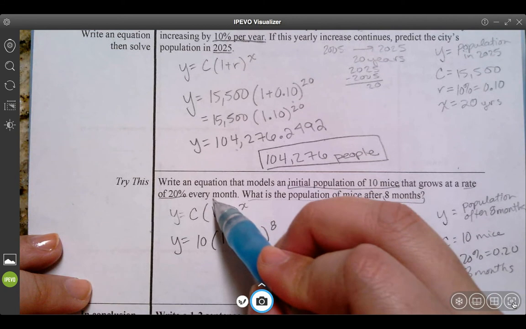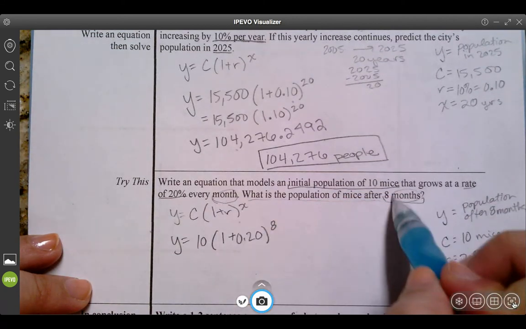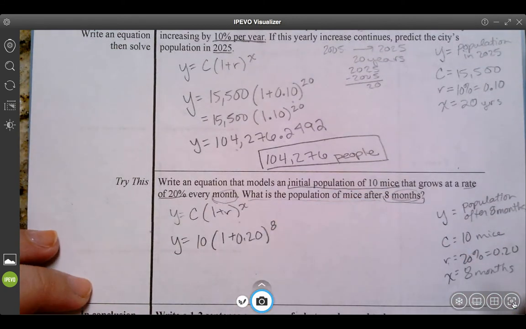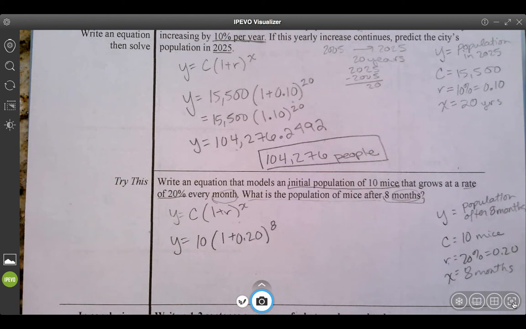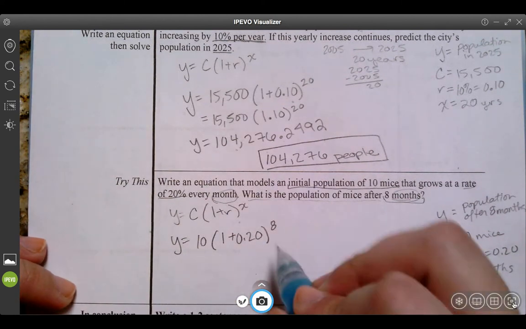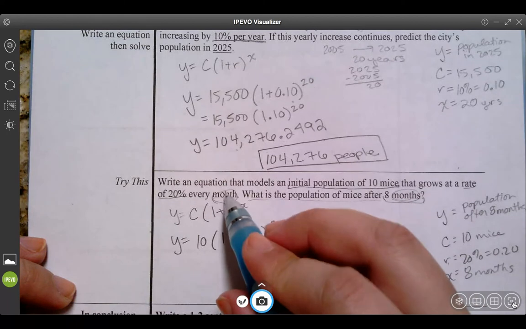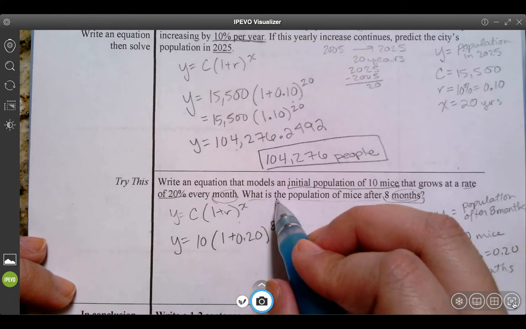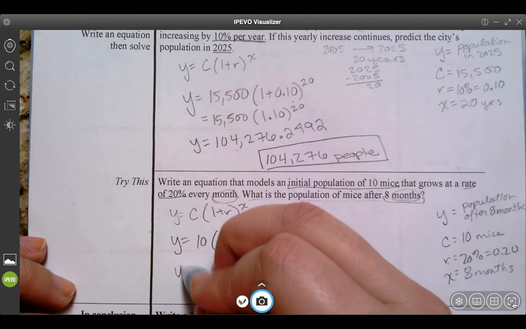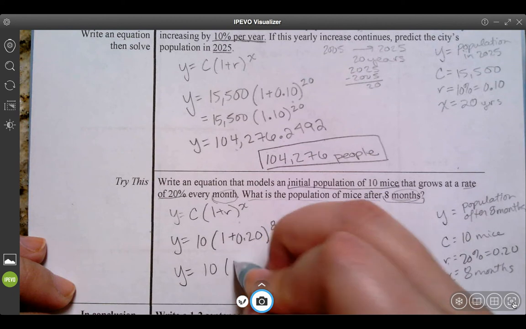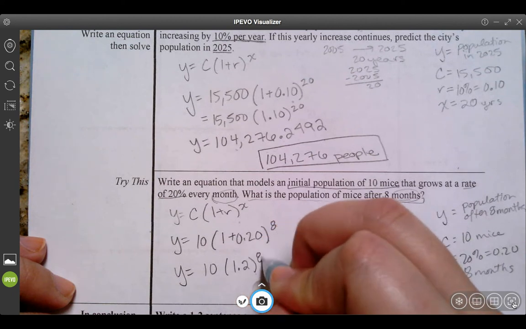Notice my rate is in months and my time is in months. Just like in the previous problem, my rate was in years and my time was in years. That is important. Okay, so this was the first part of the question, was to write the equation, and then we want to find the population, so we want to compute this as well. 10 times 1.2 to the 8th.